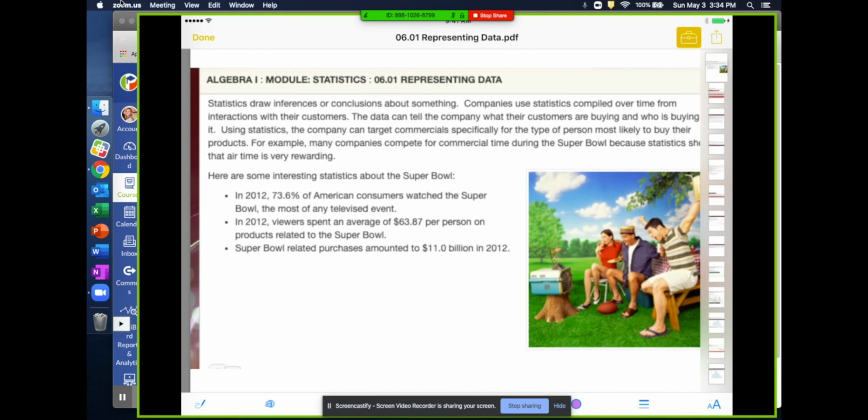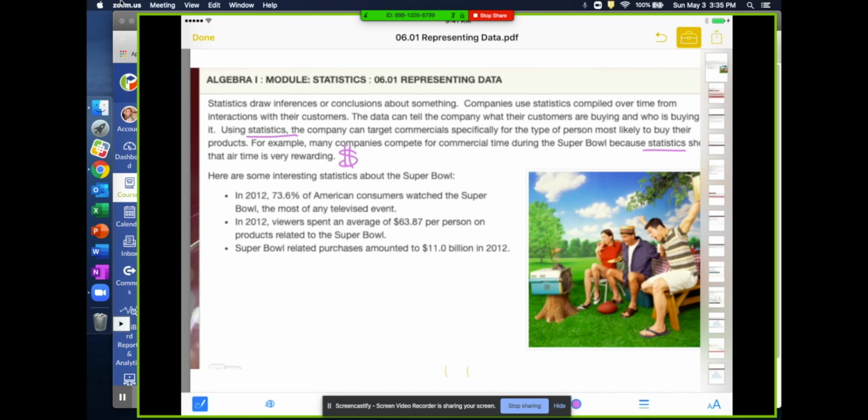So we're starting to go into our statistics unit. Here we are on page 1. It says representing data. Statistics draw inferences or conclusions about something. So it talks about how companies use a lot of statistics to compare, to contrast, to really sell things to people. They use these statistics, for example, in the Super Bowl with airtime, very rewarding, meaning money, essentially.